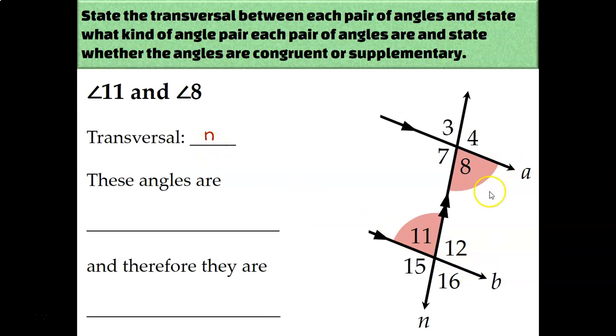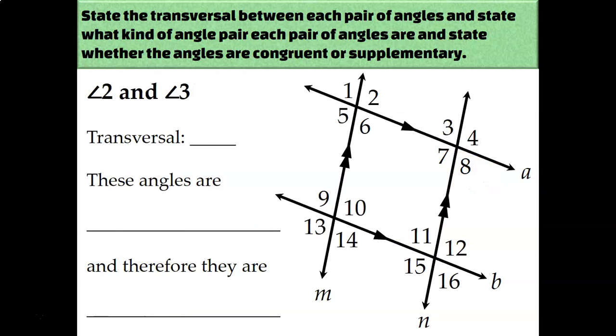And notice that the other 2 lines in this part of the diagram, line A and line B, are marked as parallel. Angle 8 and angle 11 are alternate interior angles because they are on opposite sides of transversal N and they're in between the 2 parallel lines A and B. So since they're alternate interior angles created from the intersection of 2 parallel lines and a transversal, that makes them congruent.